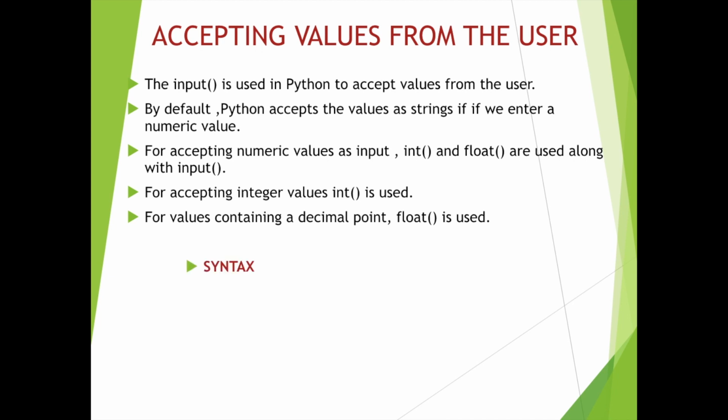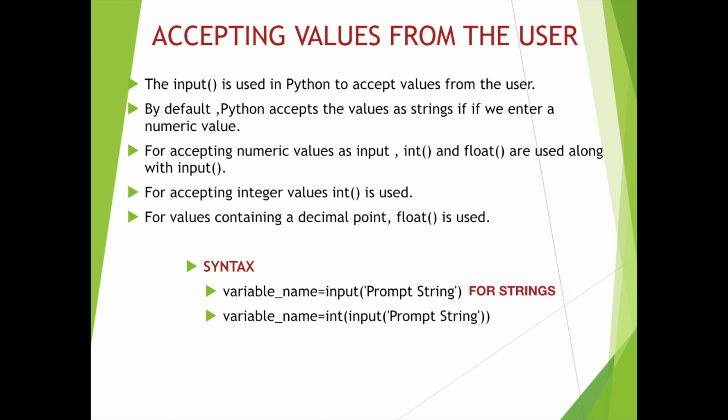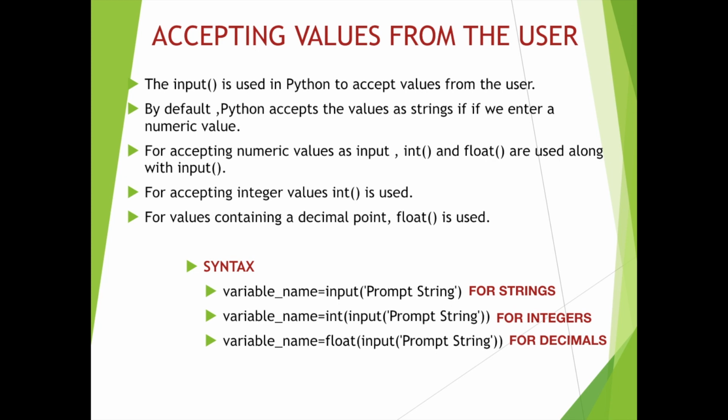What is the syntax for that? If I want to take a string as an input, I'll use the syntax variable name equals input, then within braces and within quotes I need to write the string. So this is used for strings as an input. If I want to use an integer as an input, then I have to modify the input function as follows. I have to enclose the entire input function within brackets, and before that I have to write the int function. Similarly, for taking decimal values as input, I have to enclose the input function along with the prompt string within the float function.